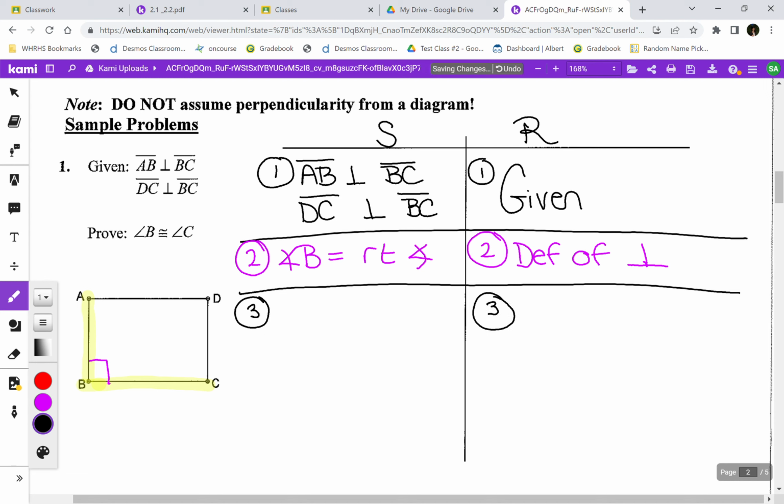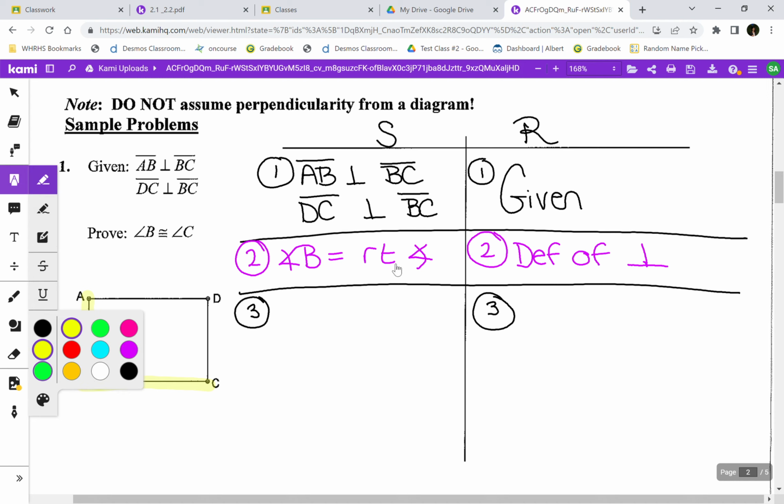Okay, so here we have DC is perpendicular to BC. Segment DC is perpendicular to segment BC. So what do you do? You go to the diagram. We know where DC and BC intersect will create a right angle. So this time, which angle's a right angle? Sophie? Angle C.